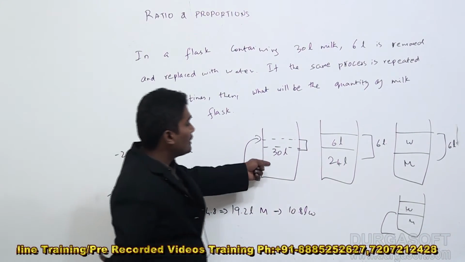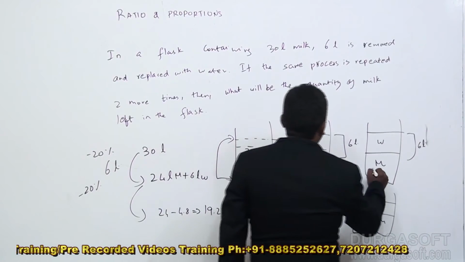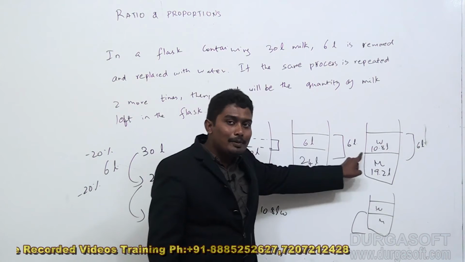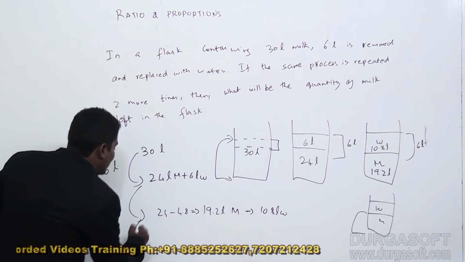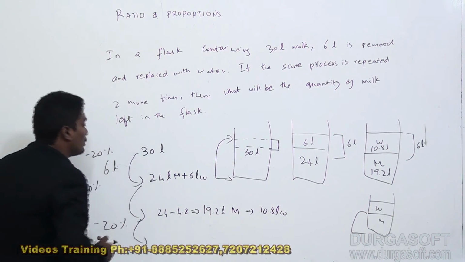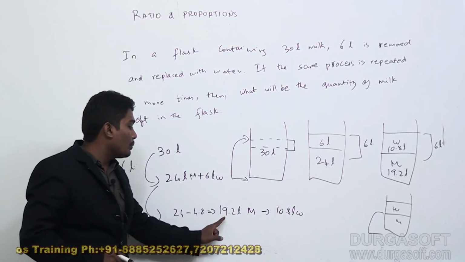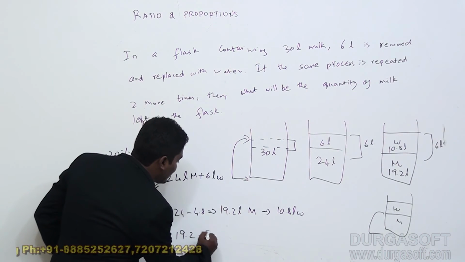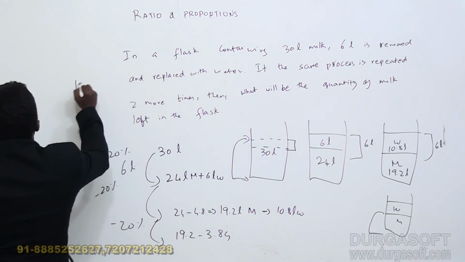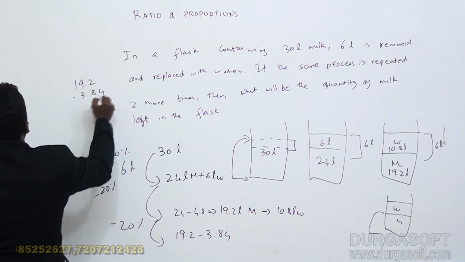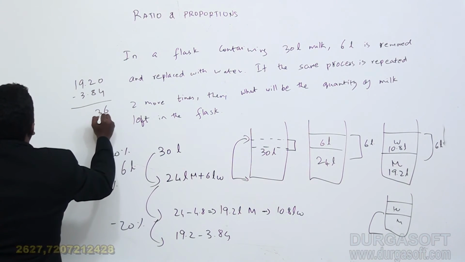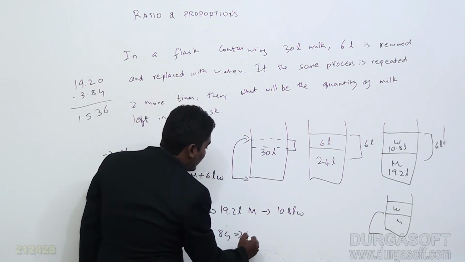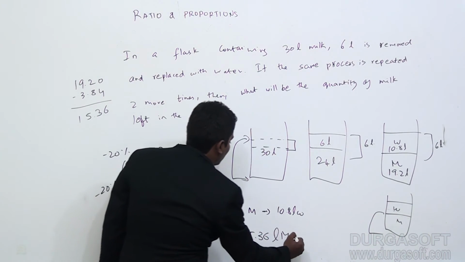So here I had 30 liters milk, then 24 liters milk, and now 19.2 liters milk and 10.8 liters water. Again from this I will be removing another 6 liters, which is again 20%. 10% of 19.2 is 1.92, so 20% will be 3.84. The quantity of milk will be 19.2 minus 3.84, so the milk left is 15.36 liters.